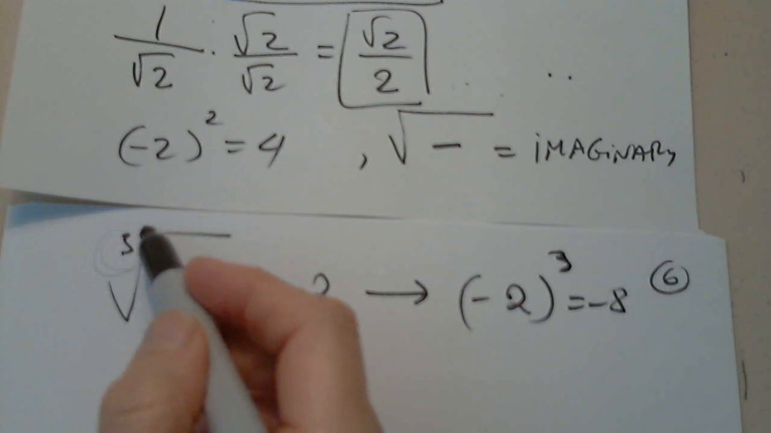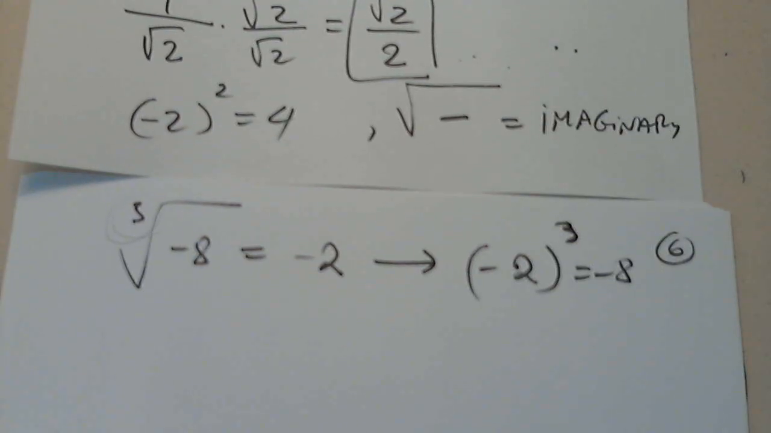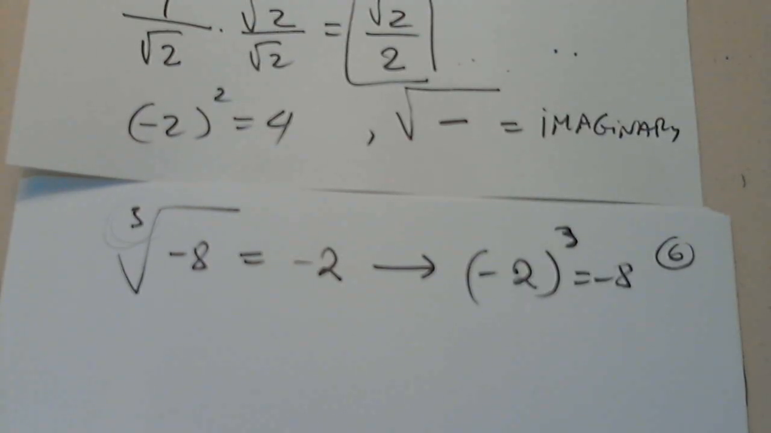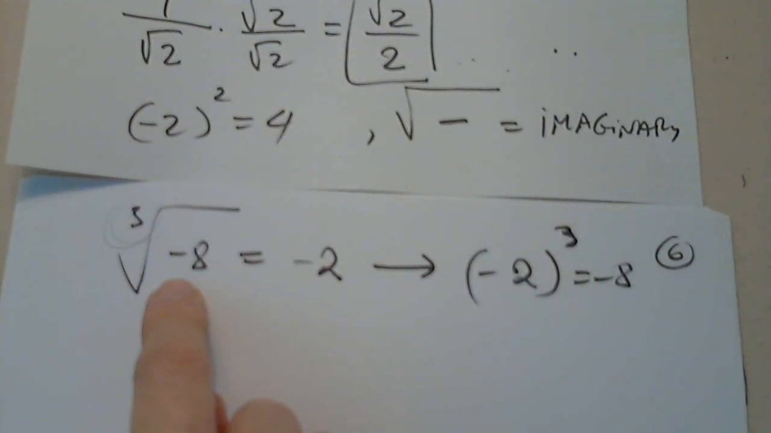So odd indices are friendly. The even index is the issue. So if it's an even index, then if it's squared to a power of negative, or a negative squared power, it's imaginary. But if it's an odd index, then it's valid. Exactly. Okay. Because I can find a number that I cube to get this.